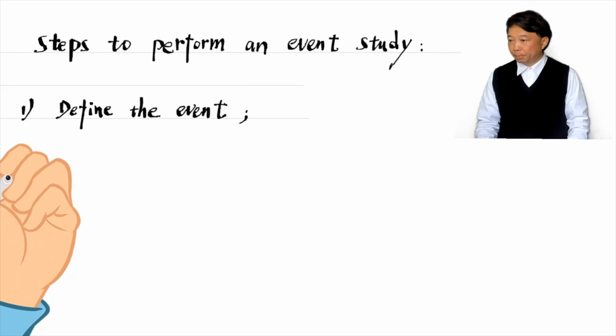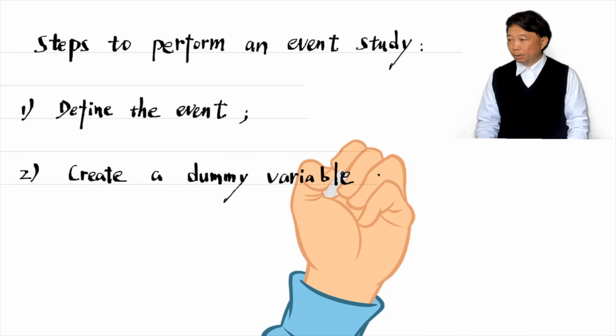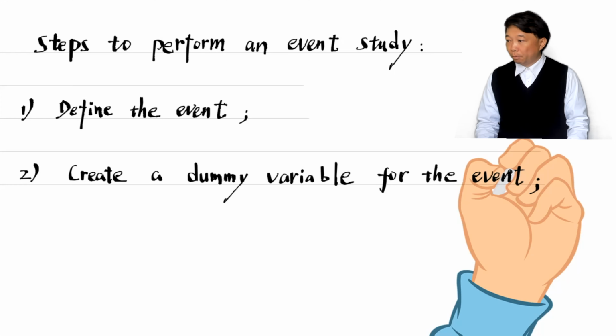In the second step, we create a dummy variable. Construct a dummy variable that indicates the event occurrence. The dummy variable takes the value 1 after the event and 0 before the event.